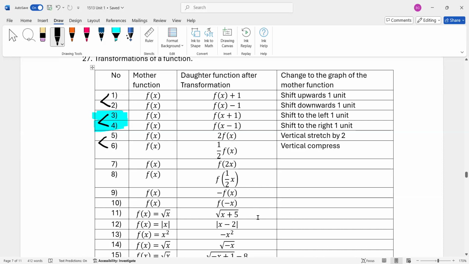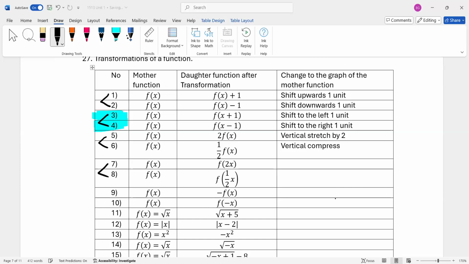Number 5 and number 6. When we multiply the function by a positive number bigger than 1, we would have a vertically stretched graph. When we multiply the function by a positive number less than 1, then we would have a graph vertically compressed. So far, so good? Yep, I understand it. Okay, perfect.